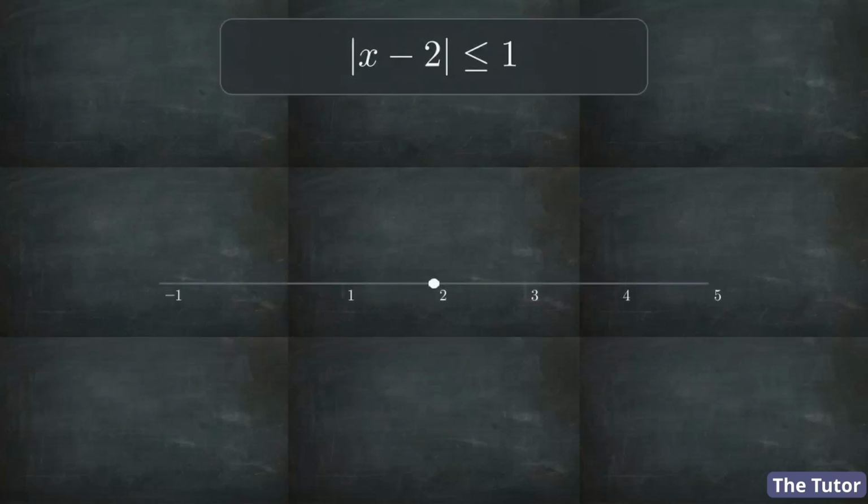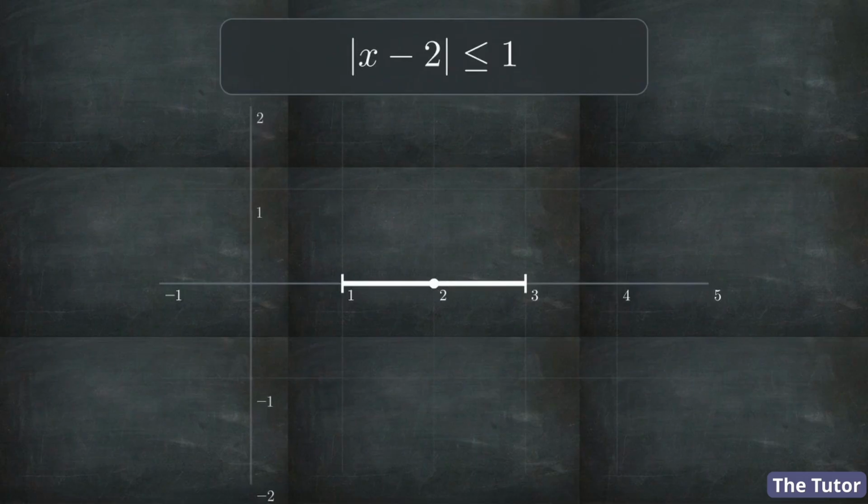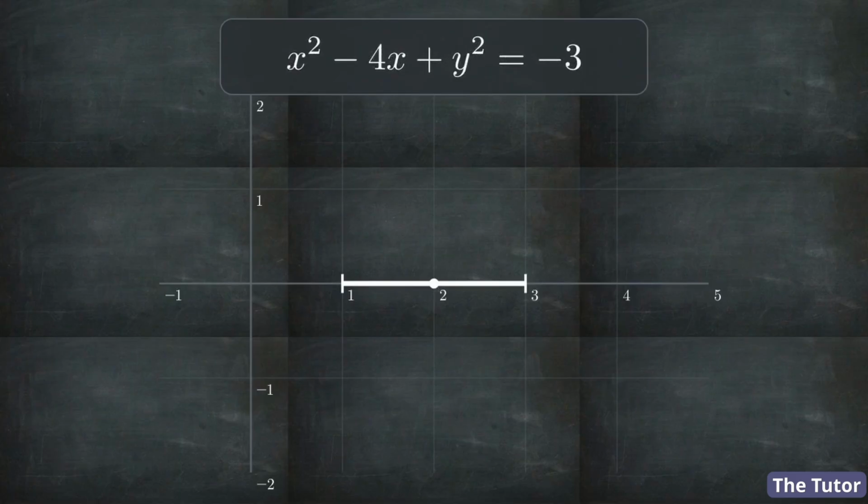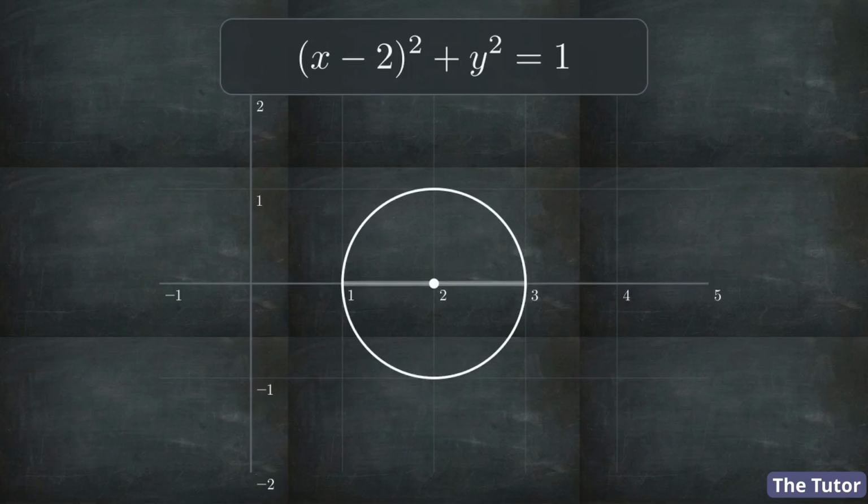Algebraic symbols act as executable code, precise instructions for generating specific shapes in space. Adding a second variable expands this into a two-dimensional grid. The equation x squared minus 4x plus y squared equals -3 loops the line segment into a perfect circle.